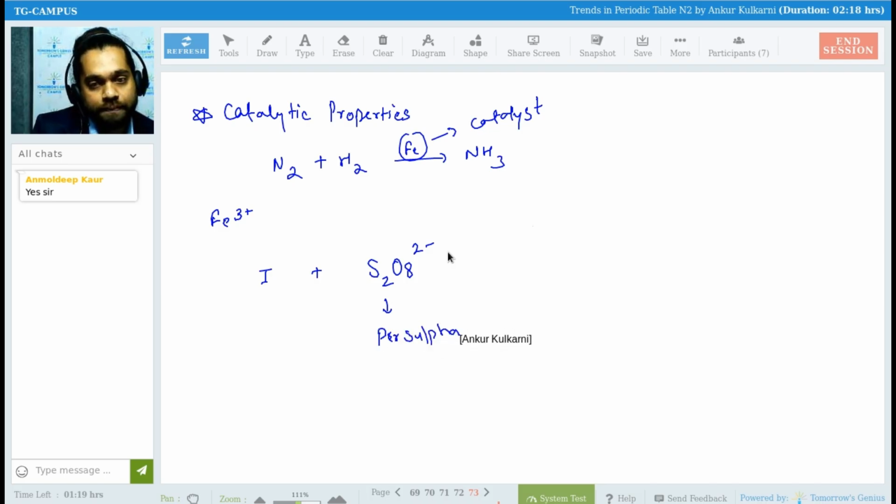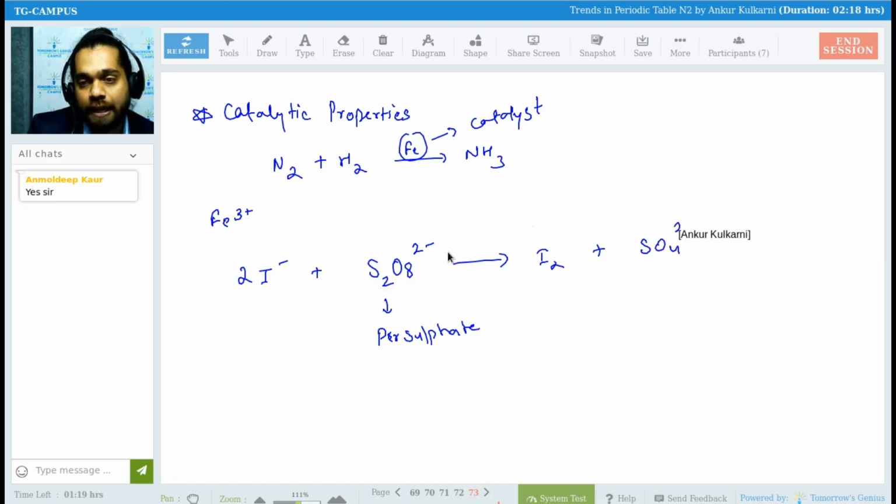So I have iodide and persulfate. Whenever we react iodide and persulfate, iodine gas is released and we get the sulfate ion. This reaction is very difficult, but with the help of Fe3+, these reactions happen easily.